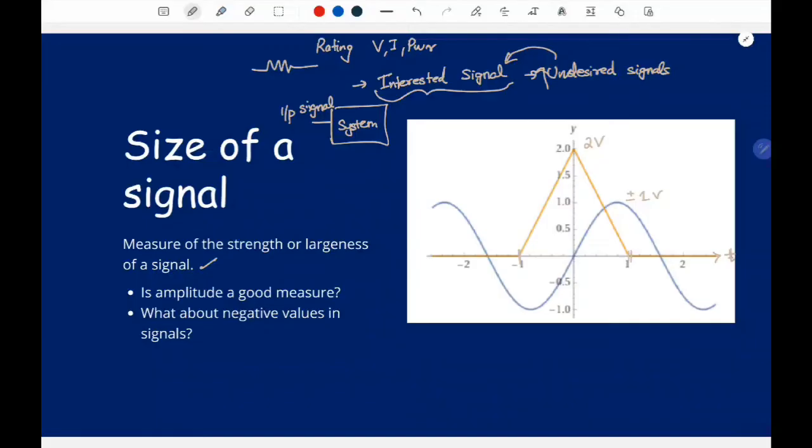Suppose we want to gauge these two based on some measurement. So what is a good measure to gauge the strength of these signals, or for any signals? This is just an example. So first let's ask, is amplitude a good measure? The triangle is having 2 volt, but the sinusoid is having just 1 volt as a peak. But if you see, the triangular waveform is limited in time, but the sinusoidal waveform is extended long, right? So amplitude alone is not enough.